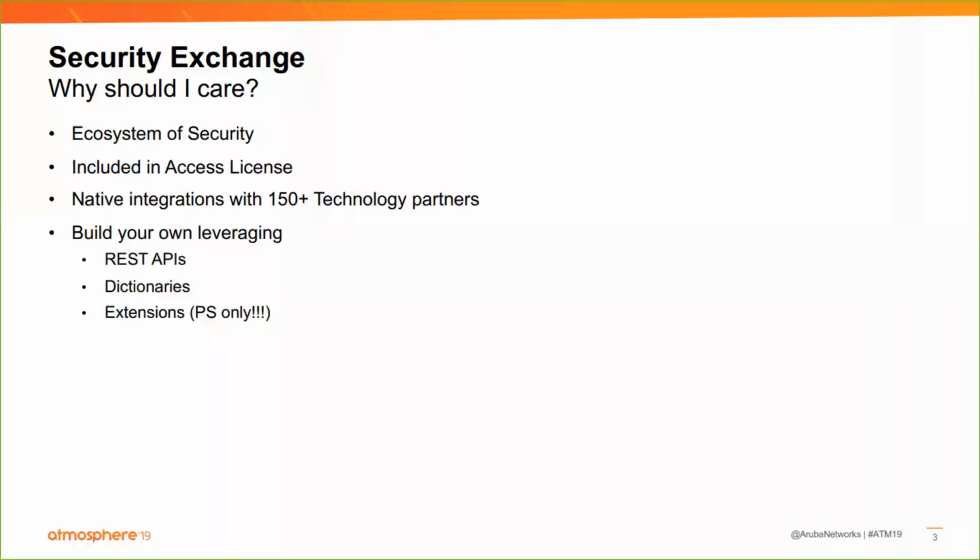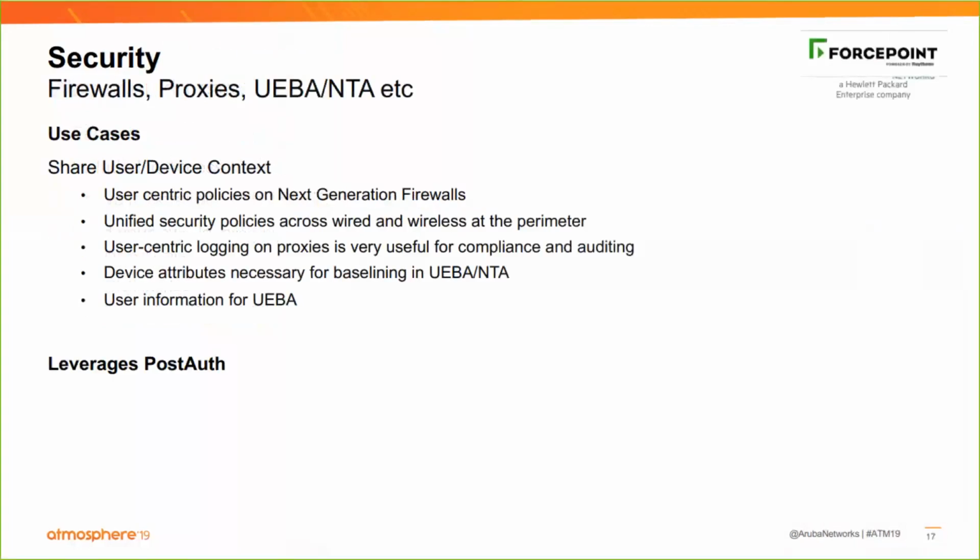Now, we have an ecosystem of security vendors we work with, 150 plus partners. So there's a lot of kind of boxed solutions, if you will, on what you can share and what that sharing can do for you. To go over all of them would be its own session because it can get pretty in-depth, but just know that this is included with the access licenses. And if for some reason that technology partner isn't in our ecosystem, that's okay because we can actually leverage and build our own custom types of integration through REST APIs, dictionaries, and extensions. So let's look at a couple of the use cases or examples.